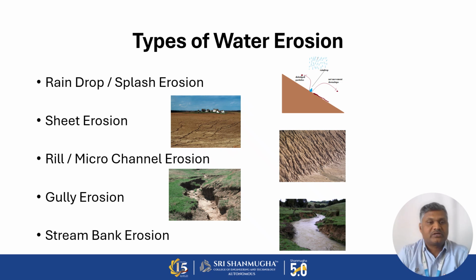Then there are five major stages of water erosion. The first is raindrop erosion, or splash erosion. The second is sheet erosion. The third is rill erosion, or micro channel erosion. The fourth is gully erosion, and the fifth is stream bank erosion.